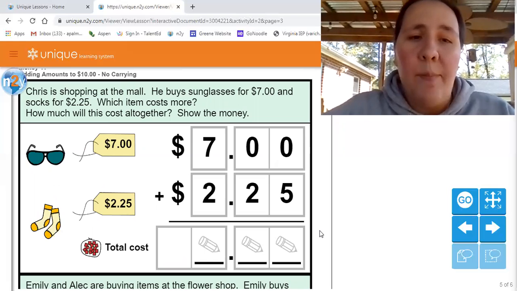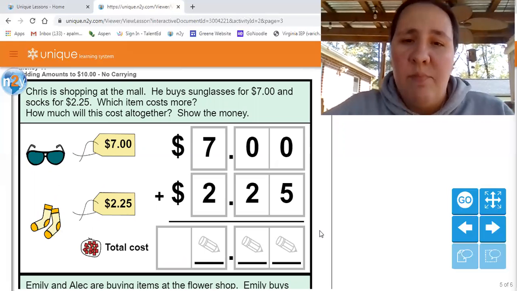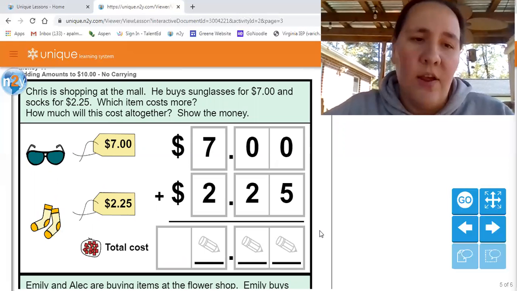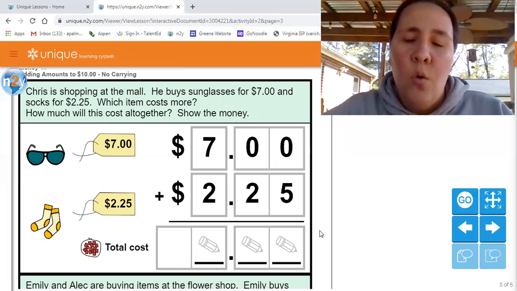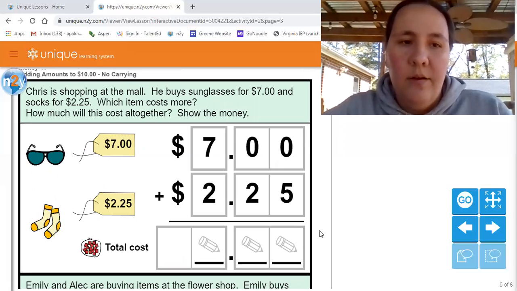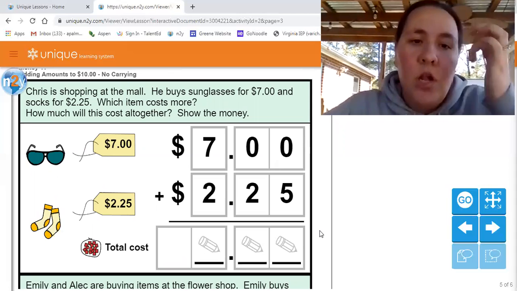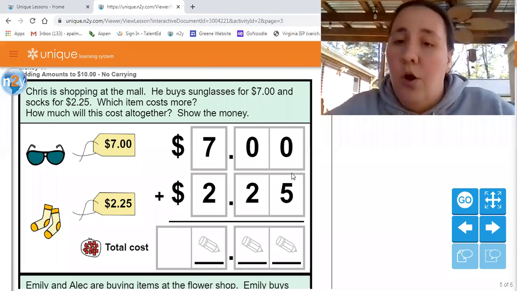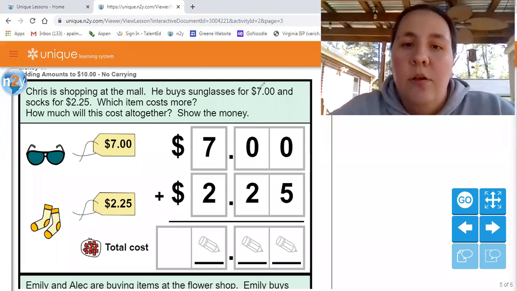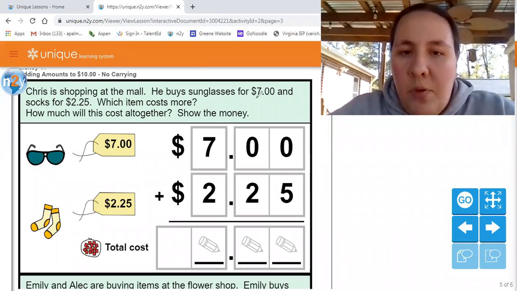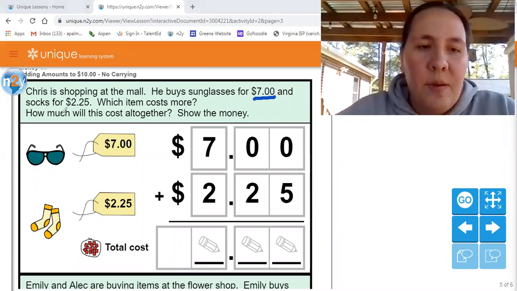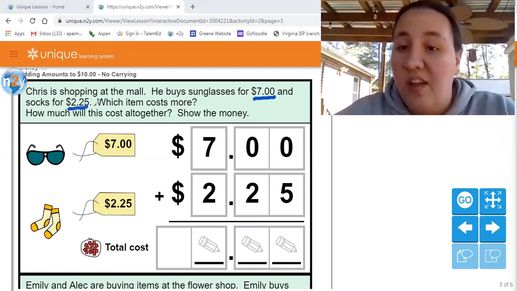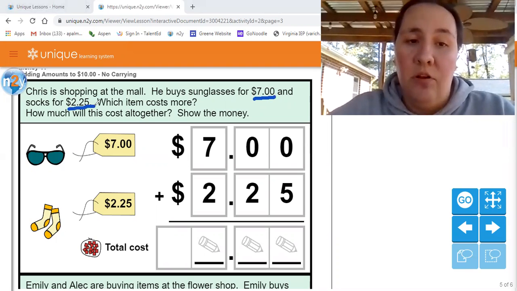Chris is shopping at the mall. He buys sunglasses for $7 and socks for $2.25. Which item costs more? How much will it cost altogether? Okay, so what are my numbers in this problem that I need to know? What are my important numbers? Beautiful. Some people I see pointing to 7, and then other people I see pointing to $2.25. That's great. Those are both good answers.